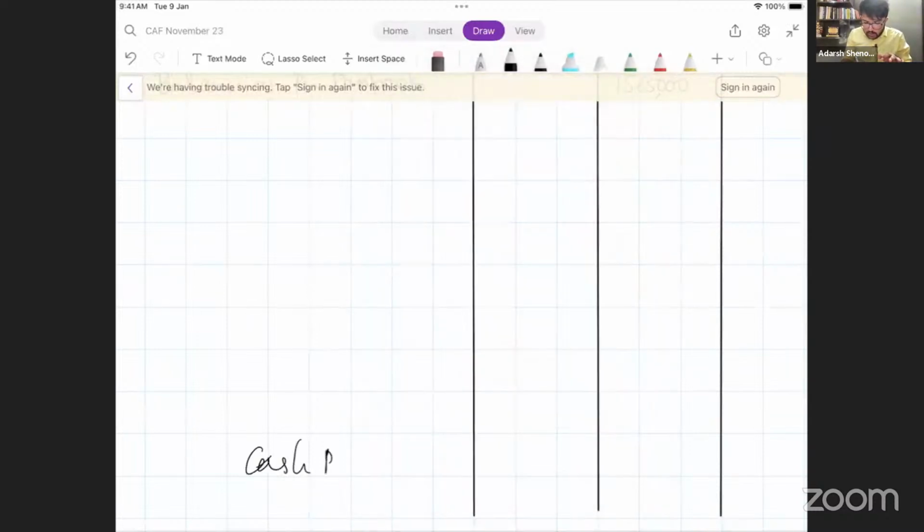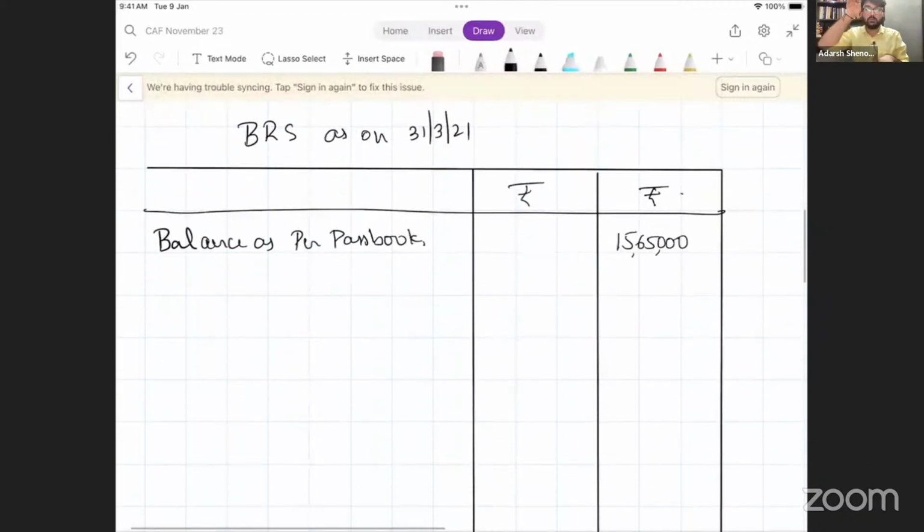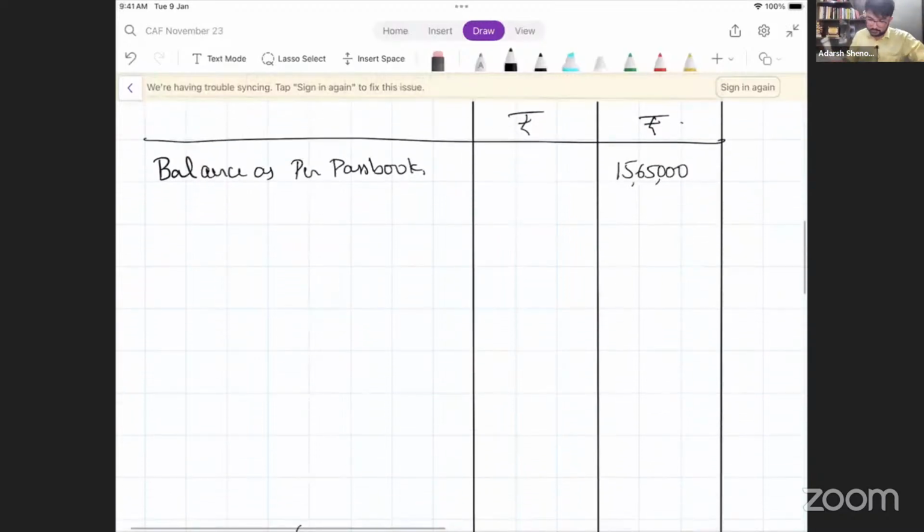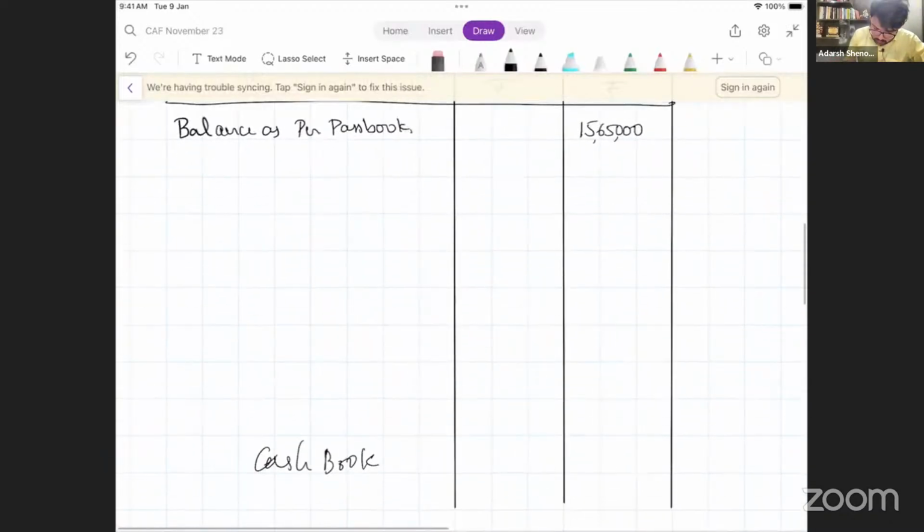So now, in order to get the correct cash book balance, what should I do? I am at the passbook point. I have to reach the cash book balance. What should I do? I should reduce. I should less. I hope you have understood this.